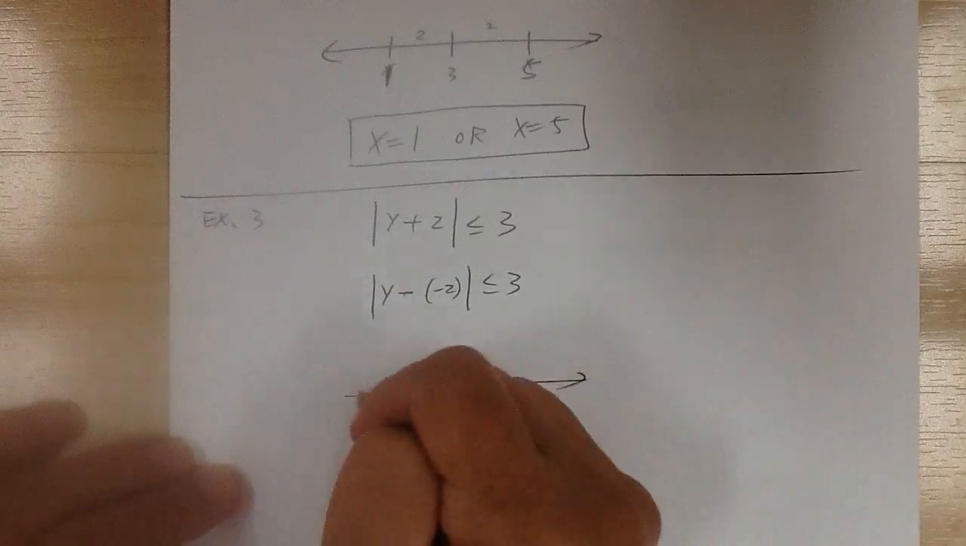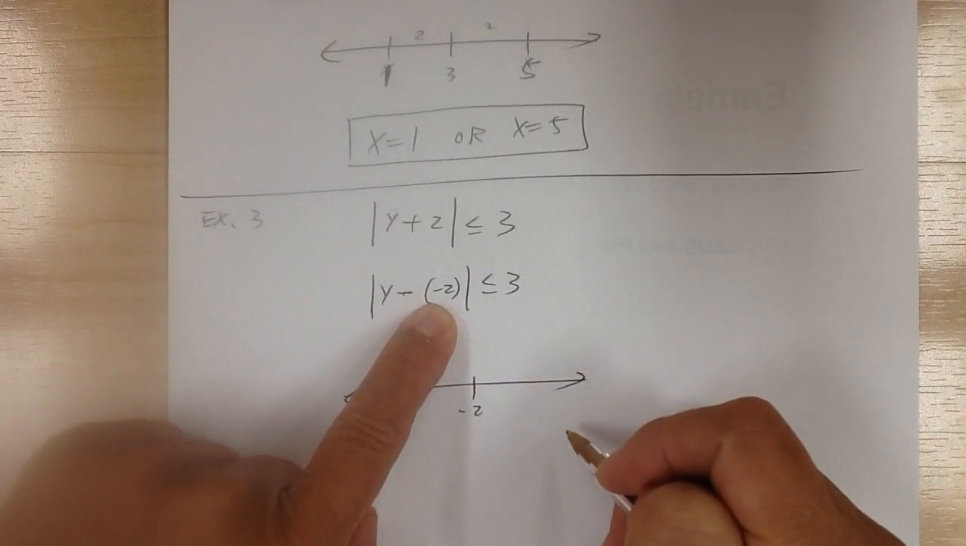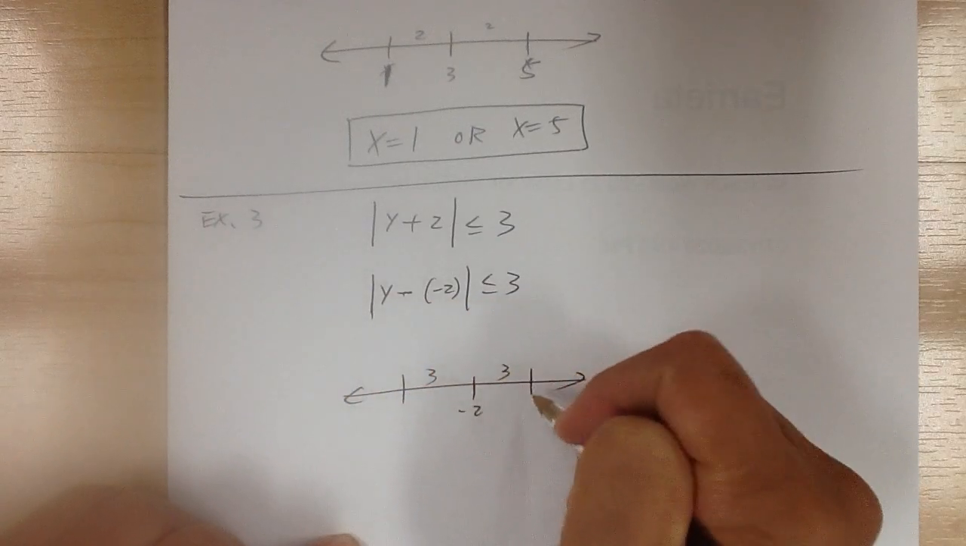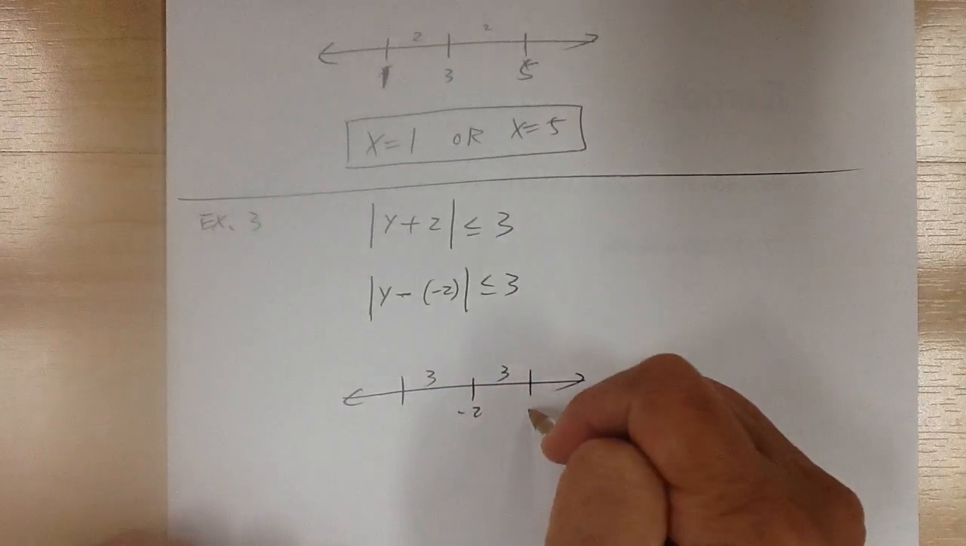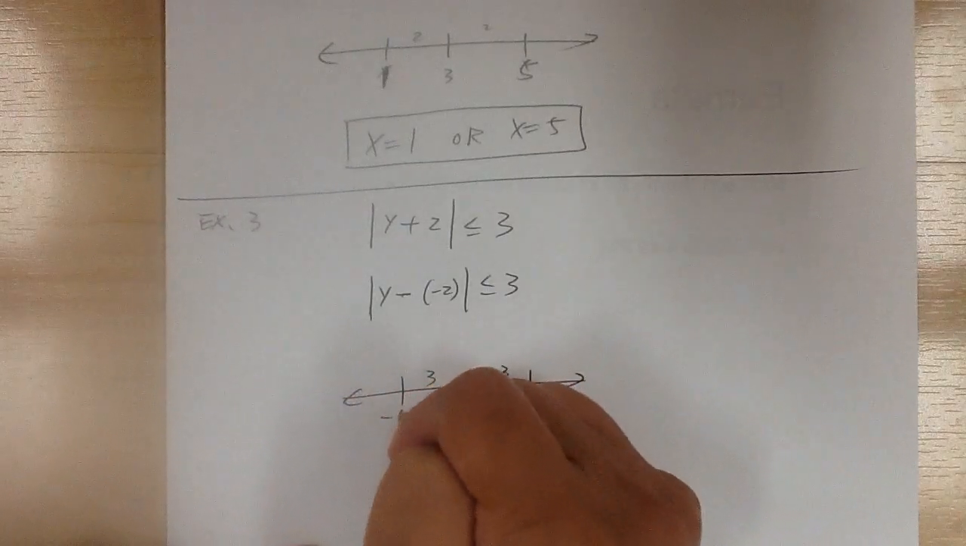In this case, your starting point is -2. So that's your -2, and your distance is 3. So you go 3 this way: -2, go 3 this way, you end up with 1. From -2, you go 3 this way, it's going to be -5.